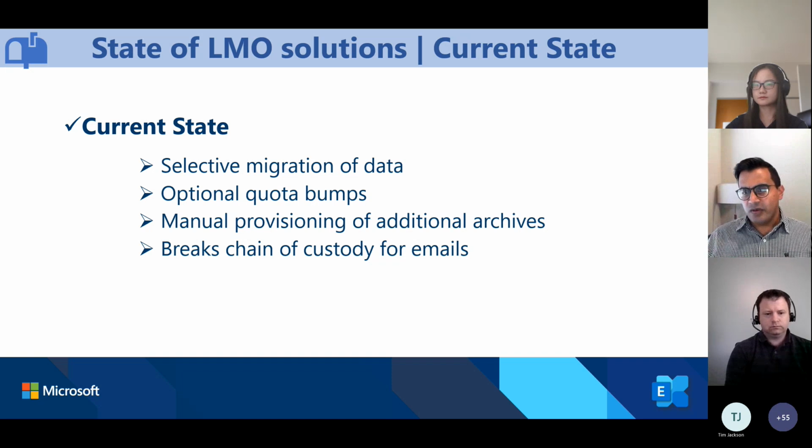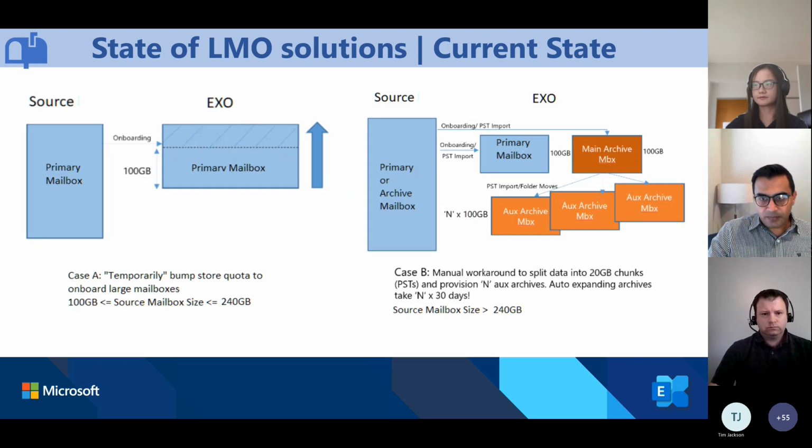You're breaking the custody of emails, so it's not necessarily entirely compliant as per your own organization requirement. Depends upon your organization requirement, right? So it looks like this, right? If you are just asking for a quota bump, you say, hey, I'm at 100 gig, I'm more than 100 gig, I can bump it a little bit more.